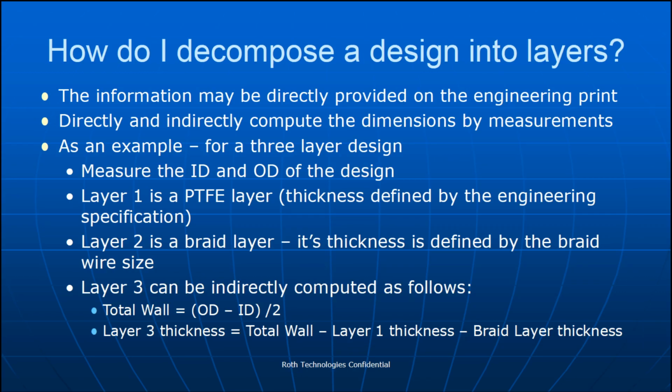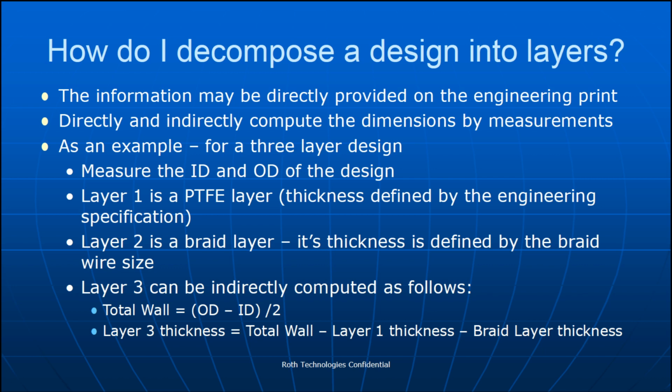How can the user decompose an existing design or a new design into layers in order to use the CathCAD software to model it? We provide two methods to solve this problem. First, the information may be provided directly on the engineering print for the design. If the design is made by a contract manufacturer, you may be able to contact them directly and obtain this information. Many contract manufacturers are licensed users of the CathCAD software, and they may have already executed your design and/or can provide you this information.